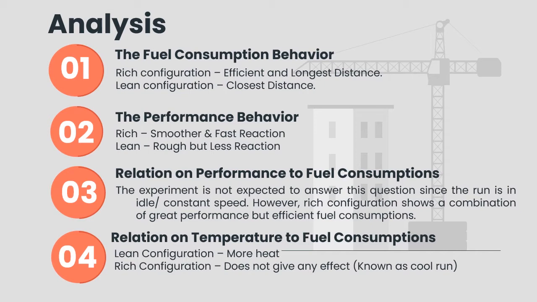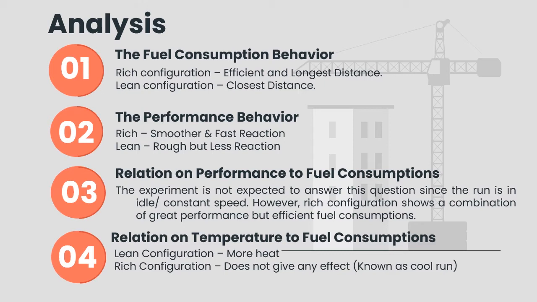And then the second point, about the performance behavior. The rich configuration runs smoother with fast reaction. Maybe this is why a lot of comfortable cars such as the S-Class or Rolls-Royce use high-capacity engines such as the V8 engine, which is known as a performance engine, but for comfort purposes. For the lean configuration, the motorcycle runs more roughly, and it also has a late response.